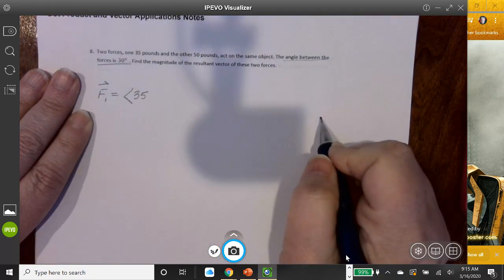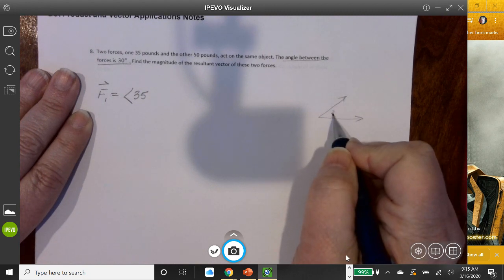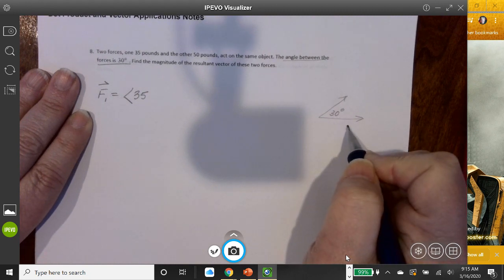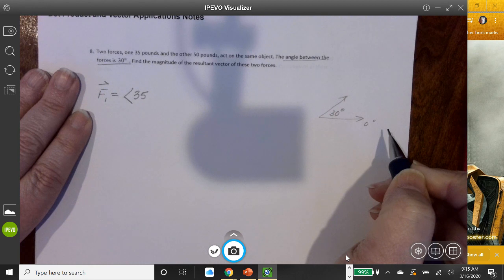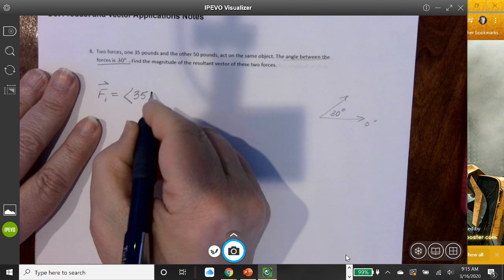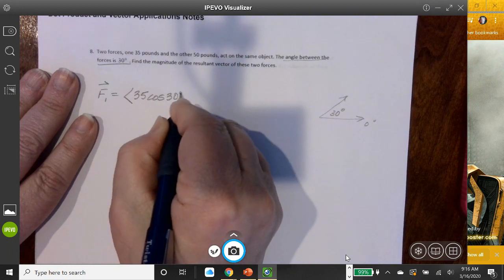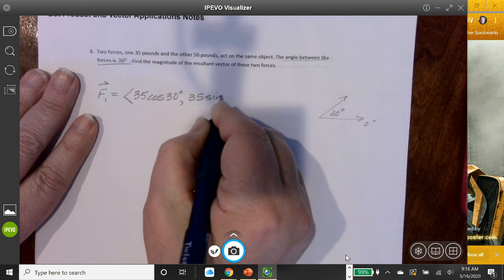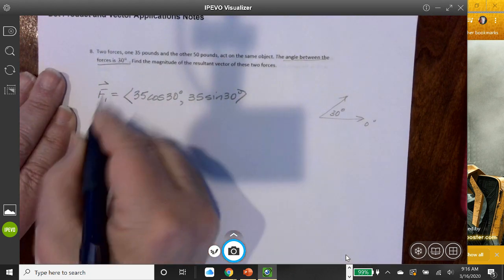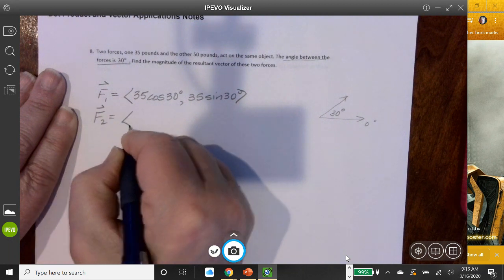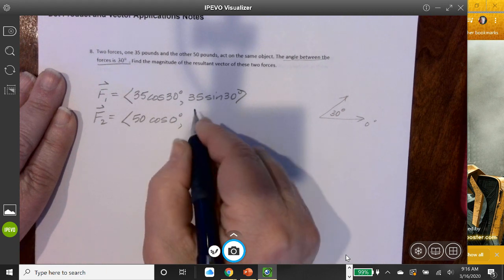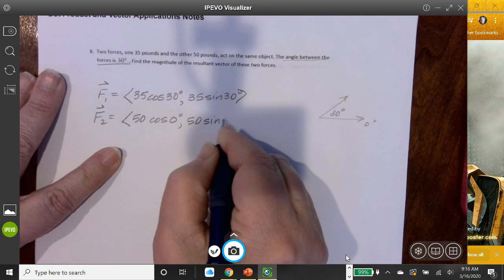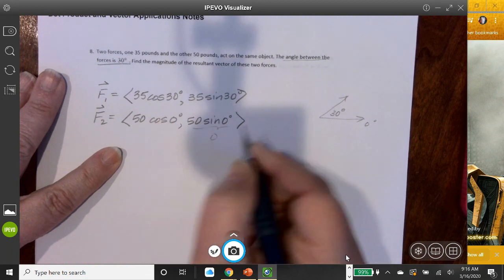So I'm going to put one of the forces in the x direction, so its angle is going to be 0, because I could choose where to put these vectors, really. Okay. So force 1 is 35 times the cosine of 30 degrees, 35 times the sine of 30 degrees. Force 2's vector is going to equal 50 times the cosine of 0, 50 times the sine of 0. And we know this is 0, which is really nice.